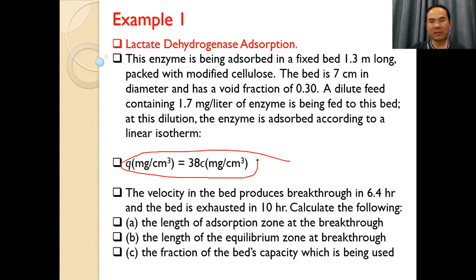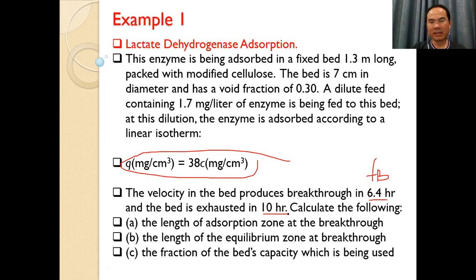For this case, the velocity in the bed produces breakthrough at 6.4 hours. This is the TB. We know TB is 6.4 hours, and the bed is exhausted in 10 hours. This is the TE. This means all of the solute from the feed equals the outlet.